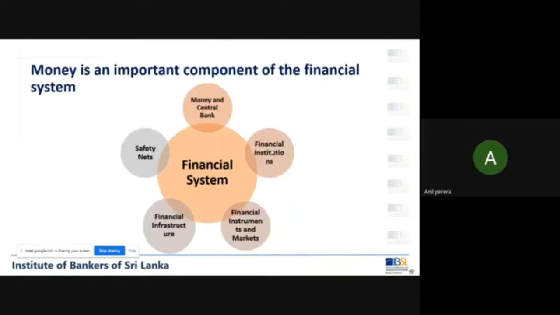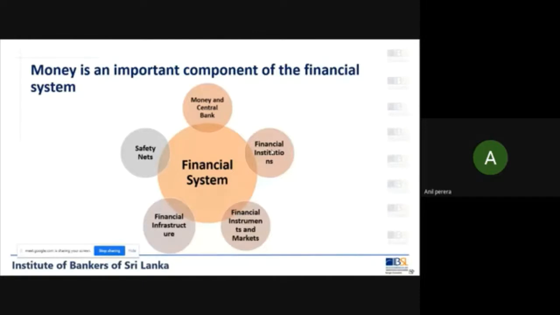Money is an important component of the financial system. As we already know from our previous two discussions, a financial system is a kind of a combination of various subcomponents. We have seen financial institutions, markets, instruments, safety nets, and also infrastructure. All these are very important components of the financial system.